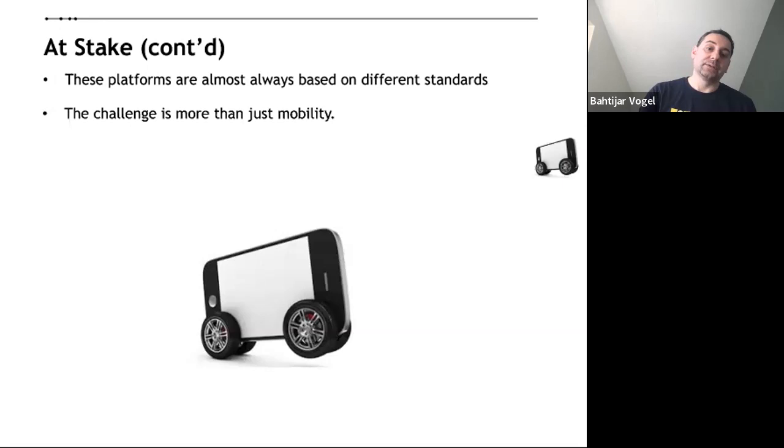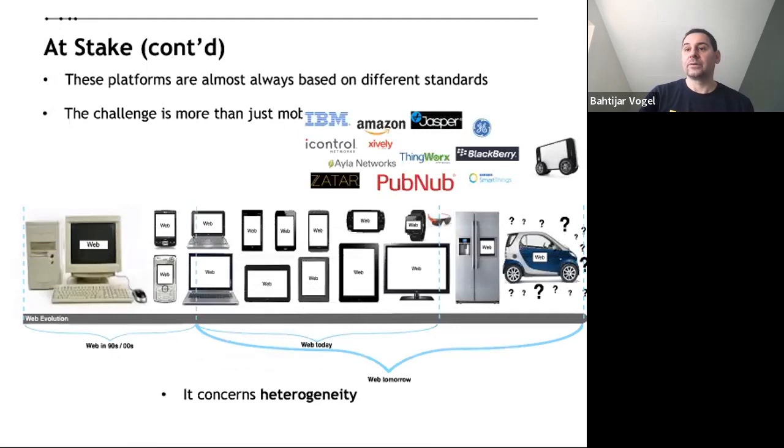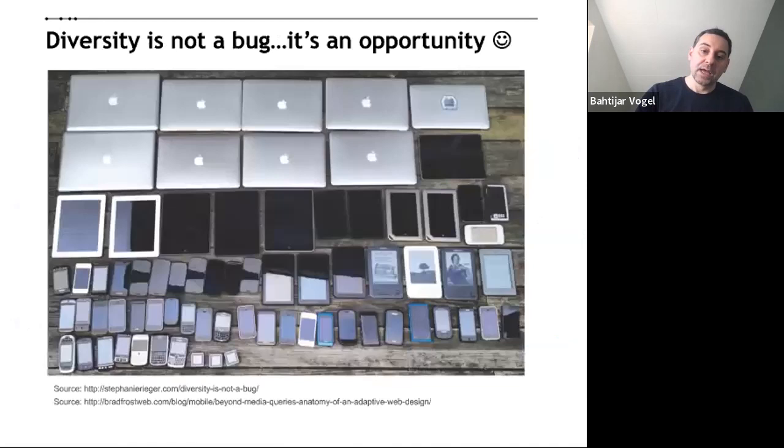And also, of course, the challenge is more than just the mobility of these devices, but we believe that it concerns heterogeneity, right? And even though these devices are so heterogeneous, we still shouldn't look at this as a bug, because we believe that diversity is not a bug, but an opportunity for us as researchers to address the concerns from the users.